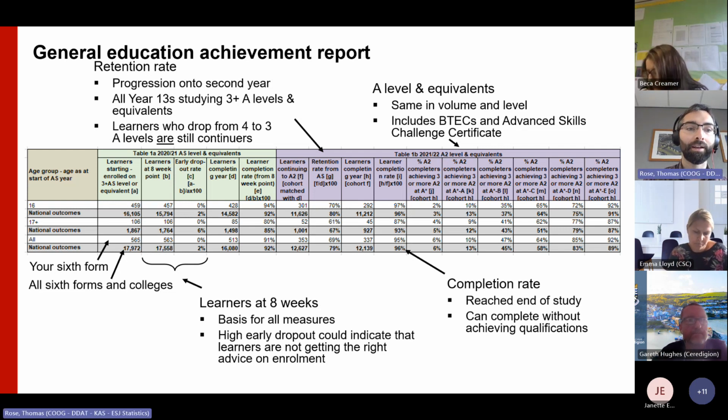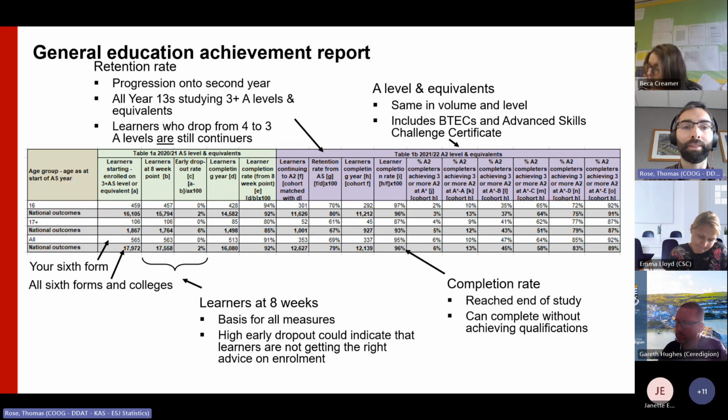So in the data, the grey bars are the national outcomes for Wales, and that includes sixth forms and colleges. And the white rows are the data for your own provider. Here we can see it's a particularly large provider, 500 learners. It's made up data though.